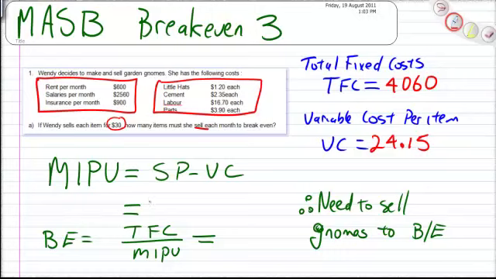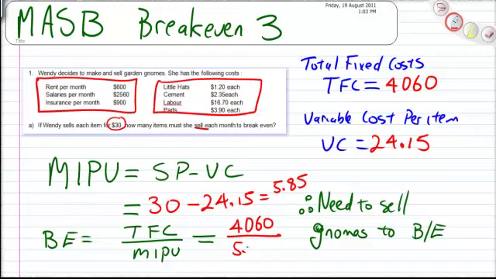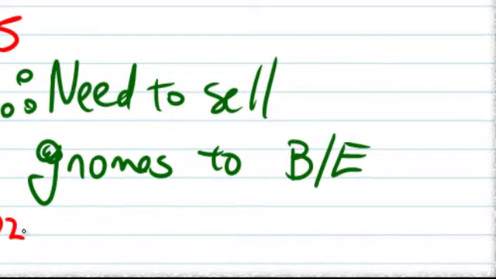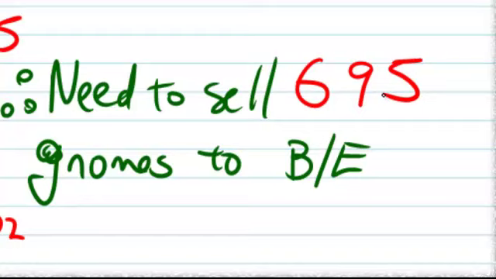So our marginal income per unit is how much we sell them for, which is 30, take $24.15, which equals $5.85, which means that for every garden gnome we make $5.85. So our break-even point is going to be our total fixed costs, 4060, divided by 5.85. And when you do that, you'll get 694.02 gnomes. You've got to round it up to the next full garden gnome or next full item. So that means we'll need 695 garden gnomes to break even. Okay, so remembering you have to round up.